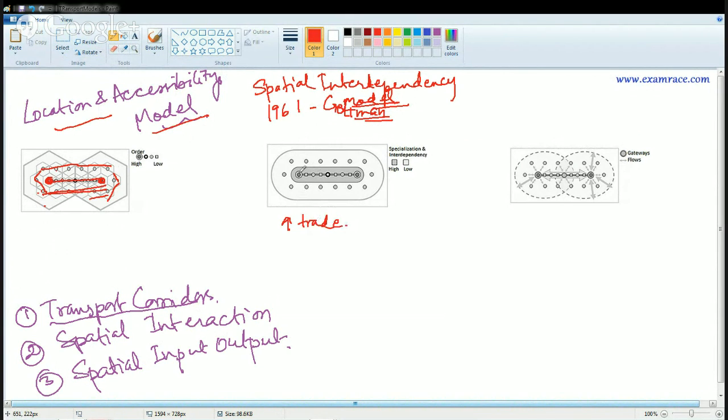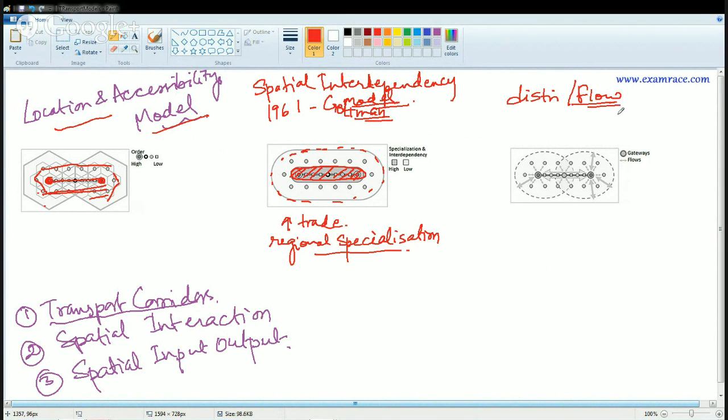So what is happening here? The center region is having higher interdependency as compared to the peripheral region. The peripheral region here does not have that much interdependency, while the center region has much higher interdependency. So according to Gottman's spatial interdependency model, transport is a function of regional specialization. The regions which specialize more have higher transportation.